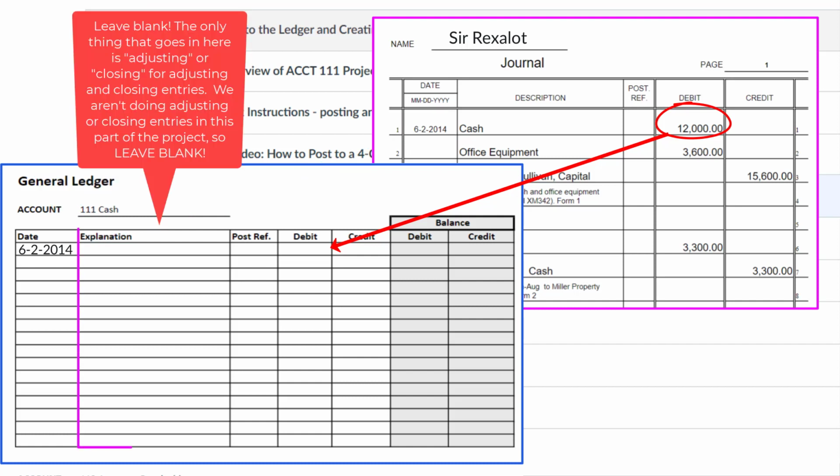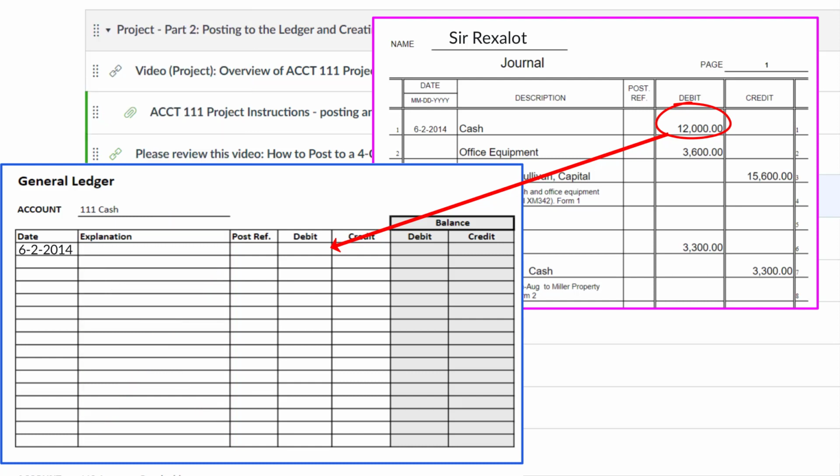Now this explanation column in the ledger is going to be blank in this part of the project. Later on, when we learn about adjusting and closing entries, when we journalize those adjusting and closing entries, we would put adjusting or closing here. But in this part of the project, we've not done adjusting or closing entries. So for now, you're going to leave the explanation column blank. Do not put anything in there. If you do, it'll be marked off.